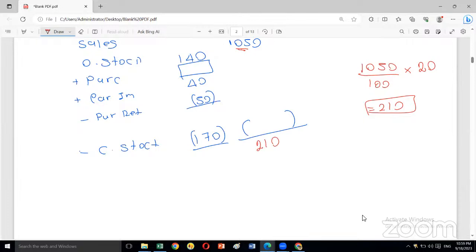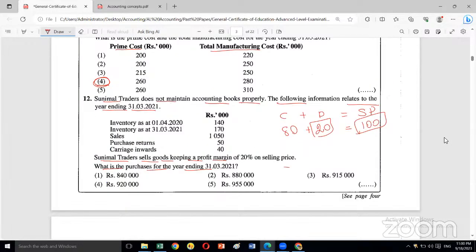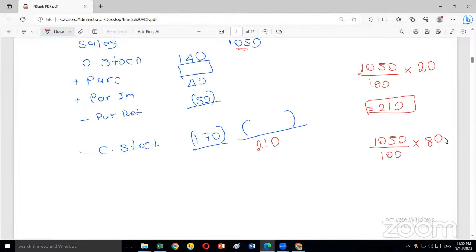Now, can I find the cost? Yes, there are two ways. First way, you can put the equation like this. I know my sales is 1050, which is equal to 100%. If I want to find the cost, I'm going to multiply by 80. Why? The cost is equal to 80%. So 1050, if I divide by 100, I will get 1%. If I multiply by 80, I will get 80%. 80% is 840. This is one way.